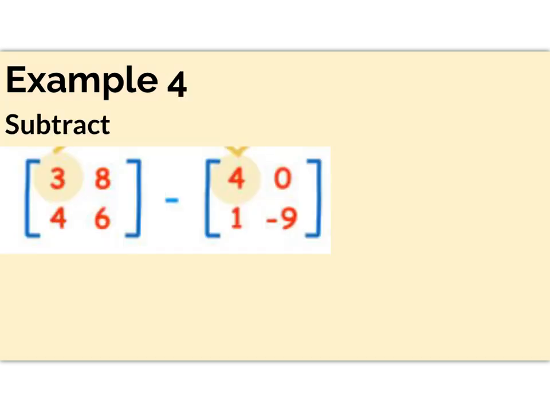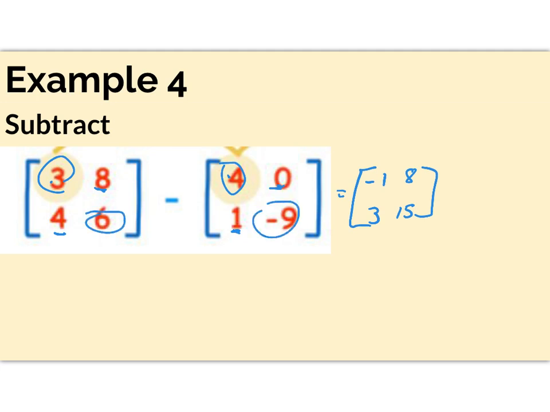And finally, subtract. So again, 3 minus 4. We're going to be left with a 2 by 2 matrix since we have two 2 by 2 matrices. And they are the same. 8 minus 0 is 8. 4 minus 1 is 3, and then 6 minus -9 is plus 15. Two negatives make a positive. So 3 and 4 go together, 8 and 0 go together, 4 and 1 go together, and 6 and -9 go together. And we had to subtract because the operation is subtraction.